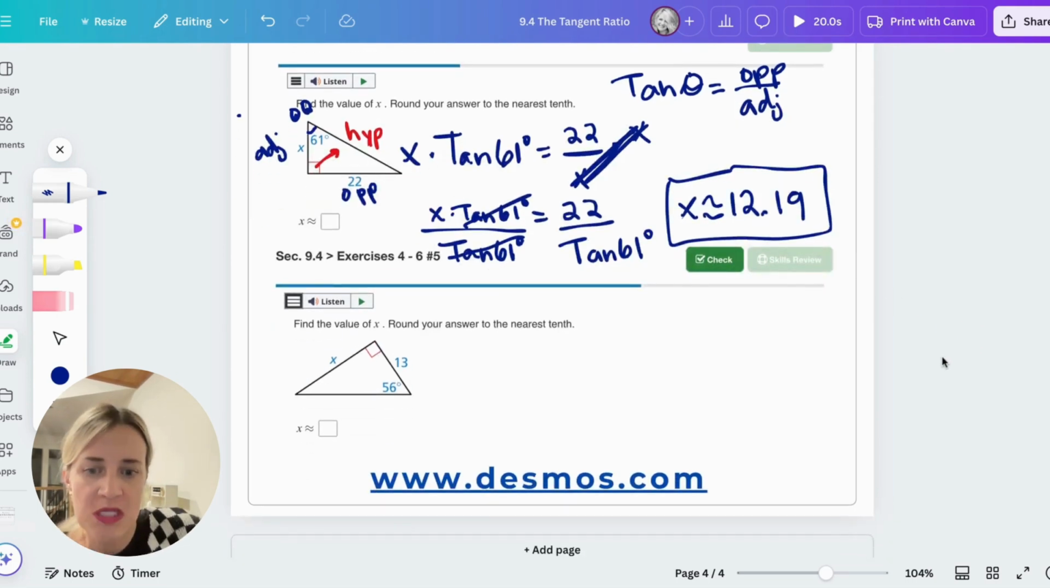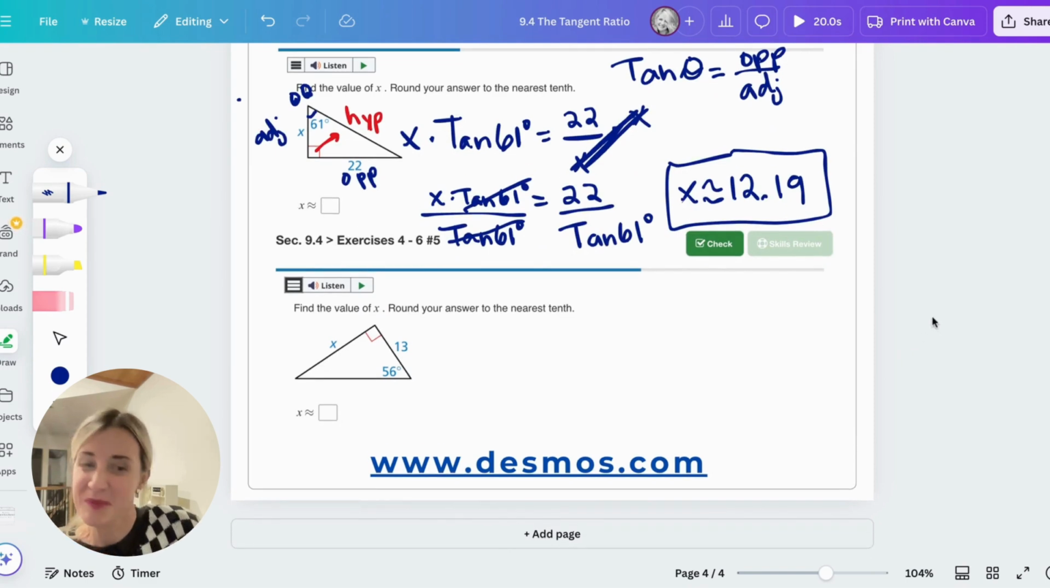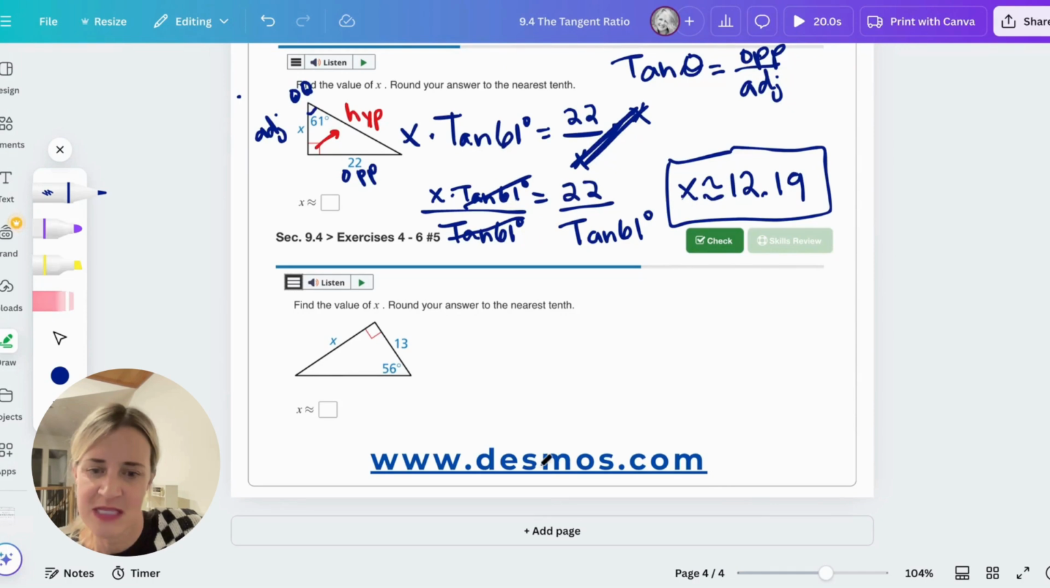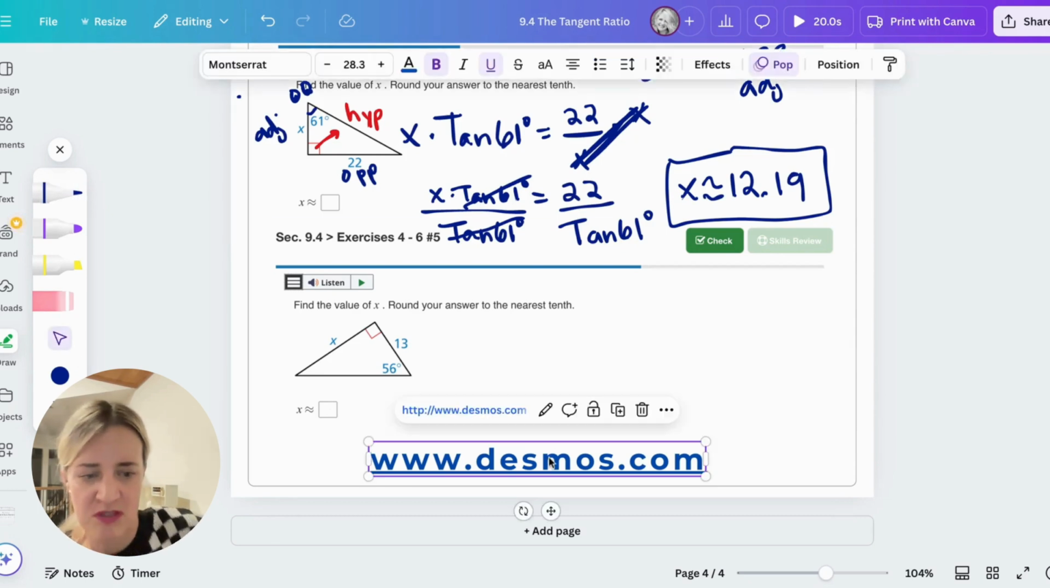All right, let's do one more just to solidify that we know this. I'm going to go a little bit quicker on this one. Feel free to pause this recording and try it on your own, and then come back and check to make sure you did it correctly. And I did have this link for Desmos here. I'm going to delete it so I have more space.